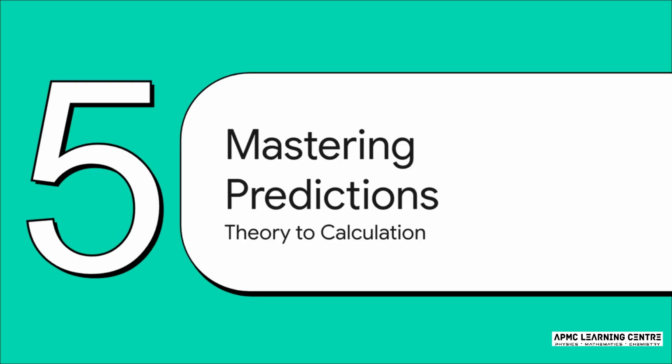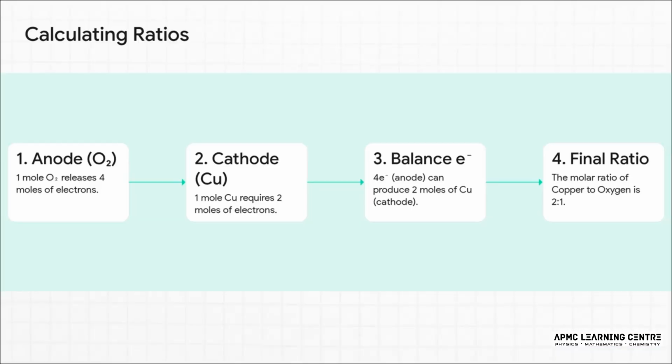Okay, so we've mastered predicting what gets made. That's awesome, but we can take this to the next level. Let's see how we can actually calculate how much of each product we're going to get. Believe it or not, we can use these half equations to figure out the exact ratio of the products. And the whole thing hinges on one simple principle: electrons are conserved. The number of electrons lost at the anode has to exactly equal the number gained at the cathode.